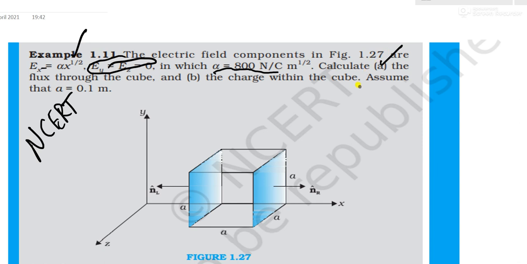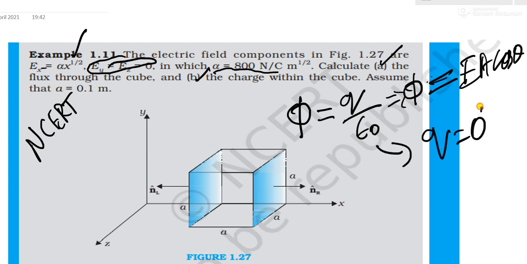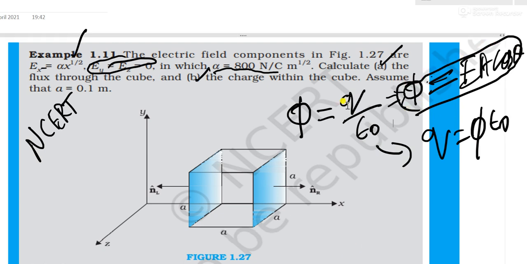So the first question: what is the electric flux? Second question: what is the electric charge? We know flux is equal to q divided by epsilon naught, according to Gauss law. Otherwise, we can take flux is equal to electric field times A cos theta. From Gauss law, q is equal to flux times epsilon naught. If you find the flux, you can easily find the charge. Now we'll see the problem.